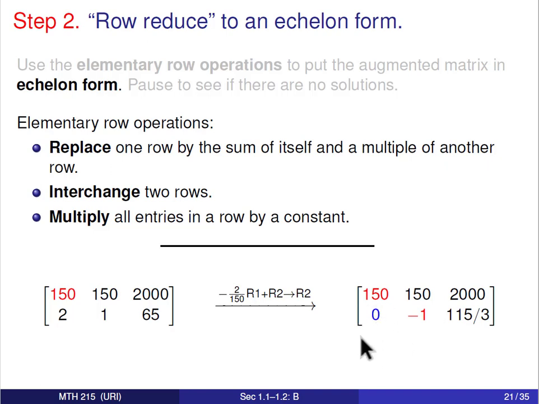Okay, now at this point, we have gotten our matrix in echelon form, and we are supposed to pause to see if there are no solutions to the system. Is it possible that there could be no solutions here? Well, if you think about this in terms of equations, at this point, this second row of the matrix corresponds to the equation minus x2 equals 115 over 3. Now, that's going to tell us what x2 is equal to. We can solve for x2 pretty easily.